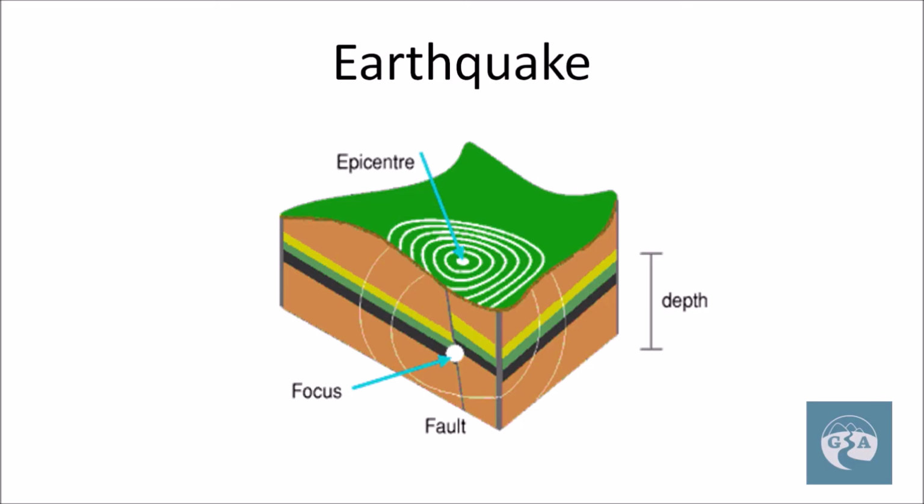Earthquakes then, a couple of words that you need to know. An earthquake happens at the focus. So before we were talking about a conservative plate boundary and how friction is built up and then released. So this friction builds up and it's released in an area called the focus.